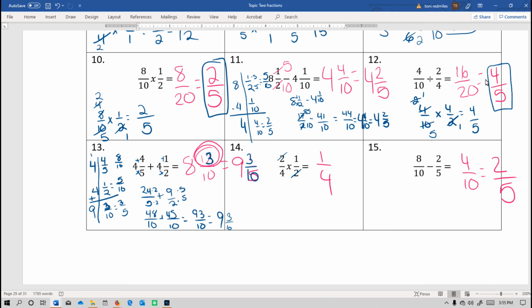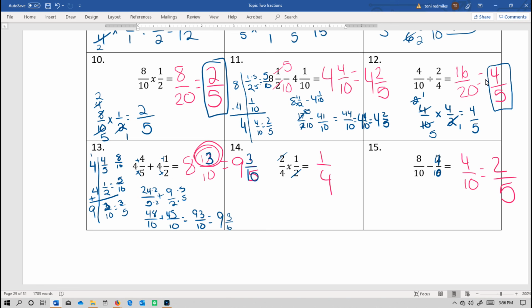All right, in this one, I've got to make this one have a common denominator. So change the bottom into 10, which means I have to change the top into a 4. 8 minus 4 is 4, and 10 is just along for a ride. Reduce it, and you get 2/5.